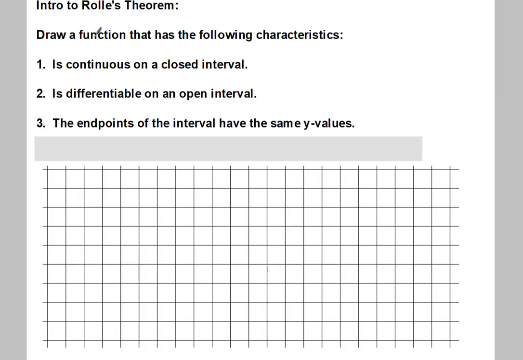We're going to try to draw a function that has the following characteristics. It is continuous on a closed interval, so we never pick up our pencil to draw it from endpoint to endpoint. It is differentiable on the open interval, so it is smooth and curvy. Well, at least it is smooth. There are no sharp points. And the endpoints of the interval have the same y values.